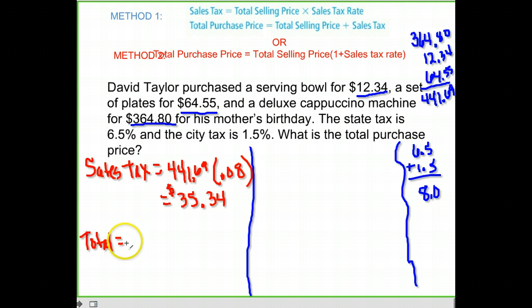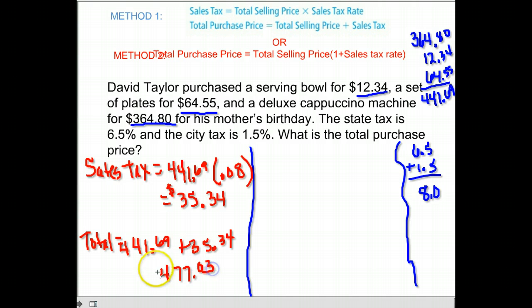Okay, then we find our totals, so we just take our purchases, our $441.69 in purchases, and add to it the tax. And when I do, I get $477. I wrote the wrong number there. And 3 cents.